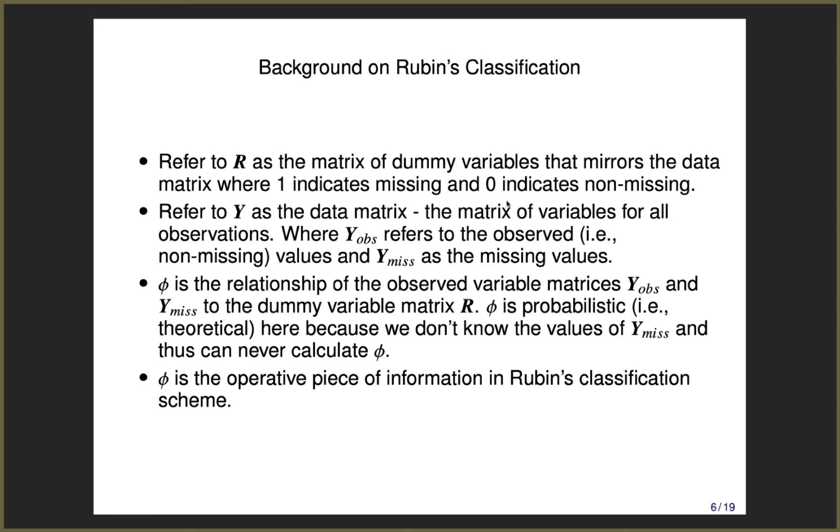We also have this term phi. That's the relationship of the observed variable matrix and the missing variable matrix to this dummy variable matrix R. So this tells us how the observed values that we see help us predict R, and the missing values that we don't see would have helped us predict R. Phi is a purely theoretical thing here because we don't know the values in the Y miss matrix, and thus we can never actually calculate phi, but it gives us a way of thinking about what kind of missing data we have.